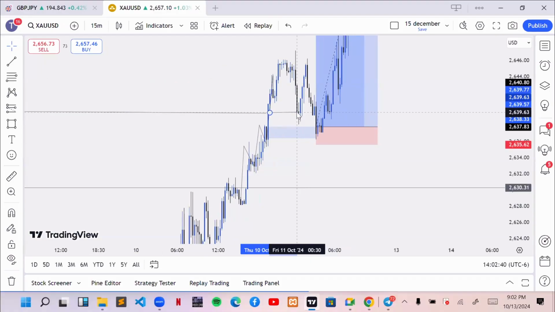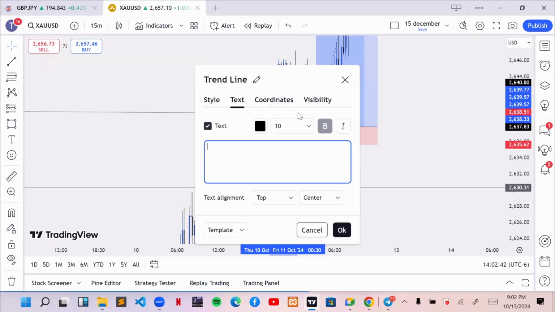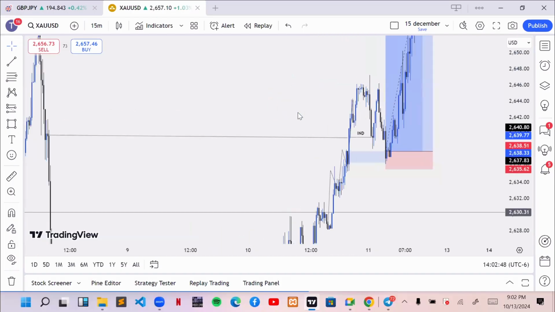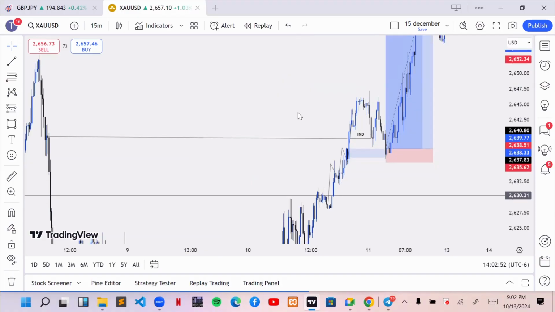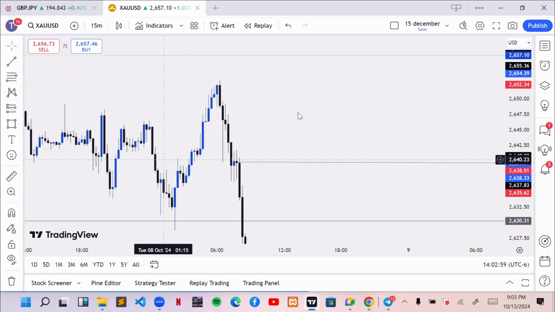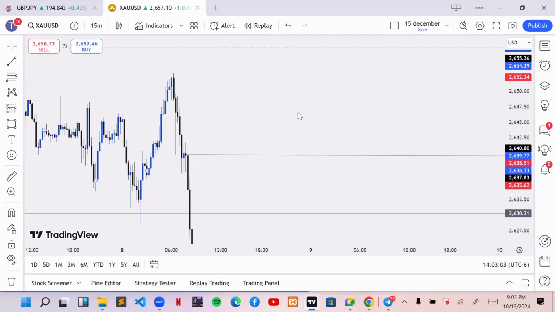So this is my inducement right here. First of all, what I'll mark out is this one. This one is not market structure. This one is actually a break of structure because it broke in the direction that it was traveling before. There was a resistance level here, which is this candle. It was a support that got broken, but now the market broke it, so it's now a resistance level.